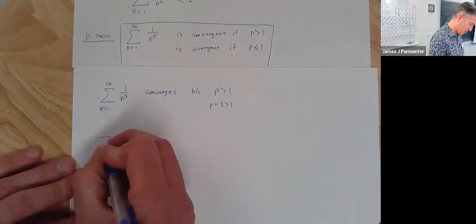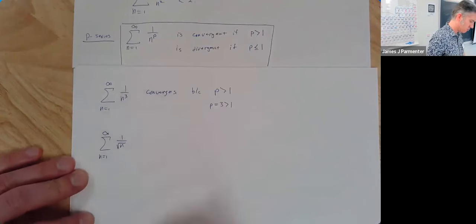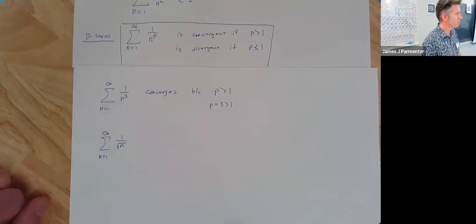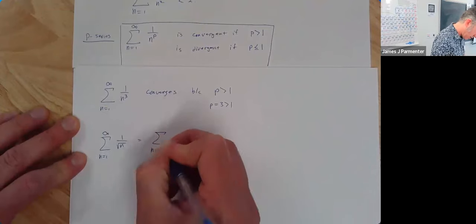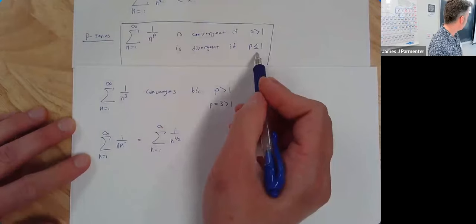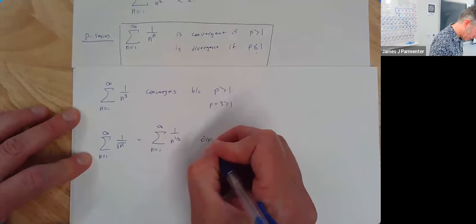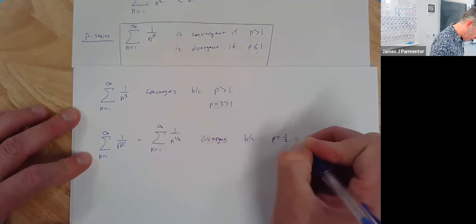What about the sum from n equals 1 to infinity of 1 over the square root of n? What's my power now? Right. So I've got 1 over n to the 1/2. 1/2 is less than or equal to 1. So this diverges because P equal to 1/2 is less than or equal to 1.